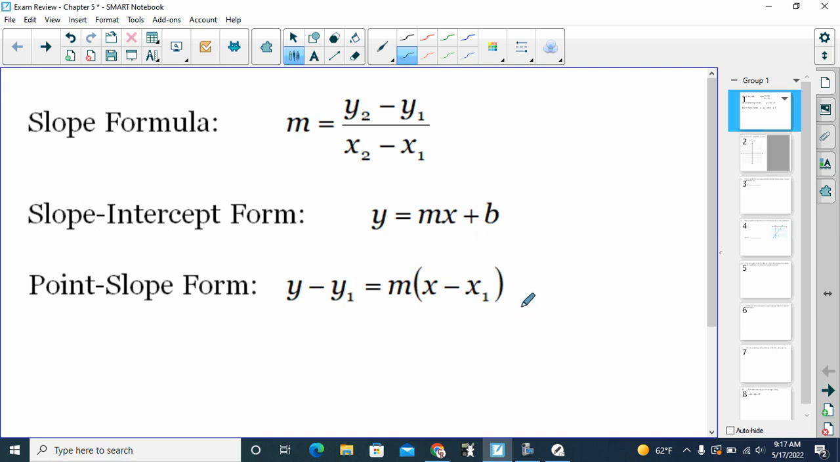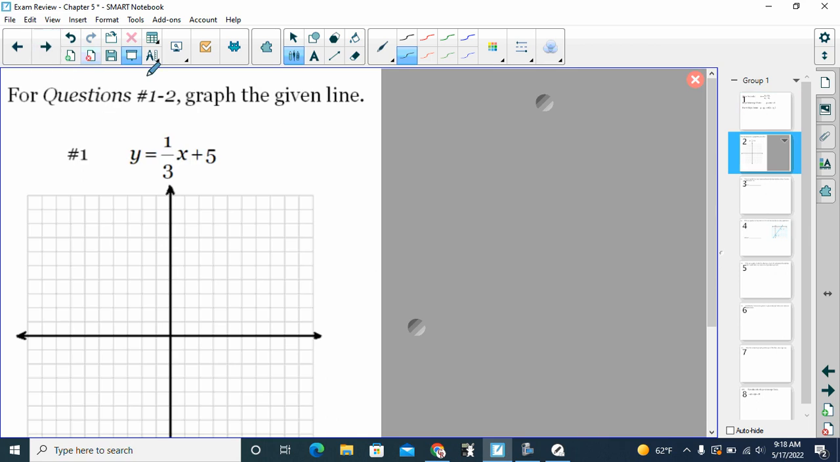Again, these 3 formulas will be on the final exam for you. You need to know how to use them. Every problem on the final exam, we are going to review here over the next several class periods. The problems we are doing today are all of the problems from Chapter 5. So numbers 1 to 2 ask us to graph the line.